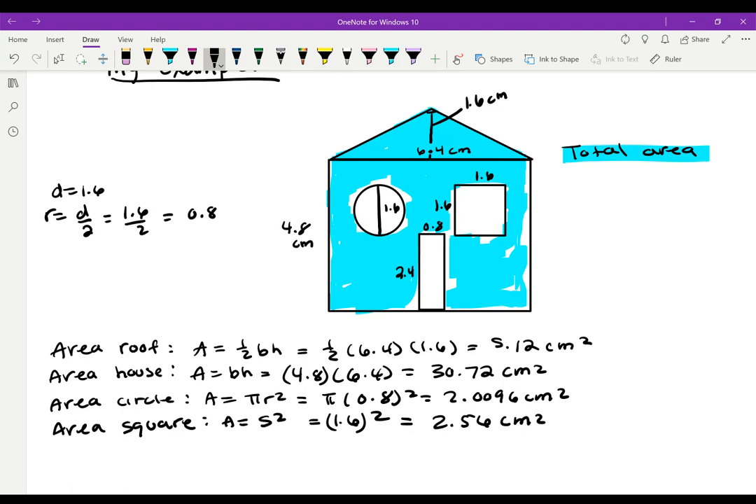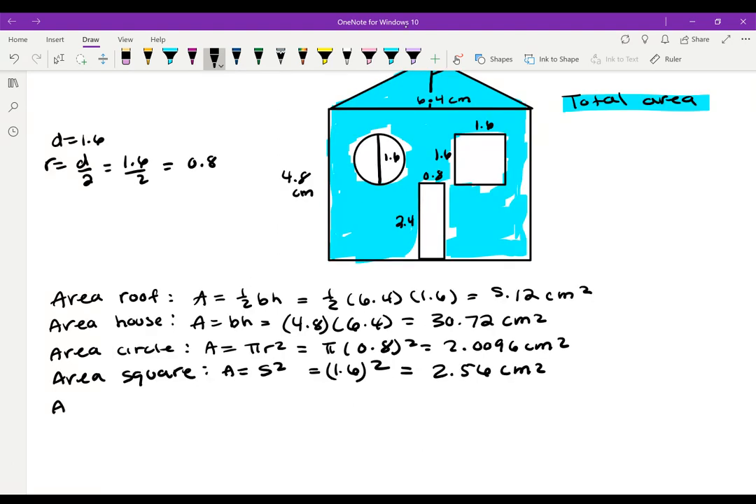I am missing the door. So the area of the door, which is a rectangle, and the area of a rectangle is base times height. So 2.4 times 0.8 is 1.92 centimeters squared. So I said my total area is only going to be this blue shape.